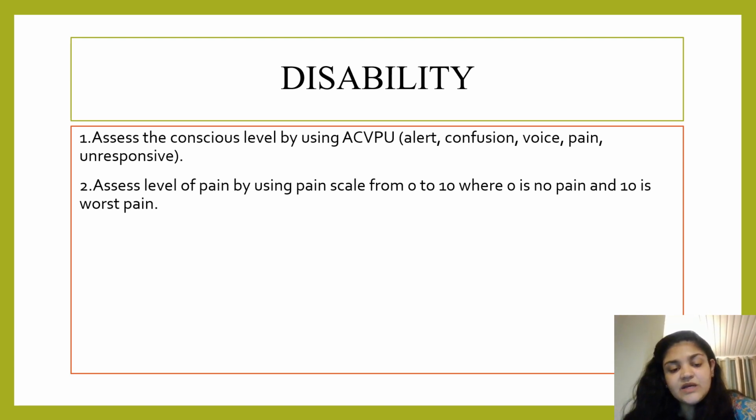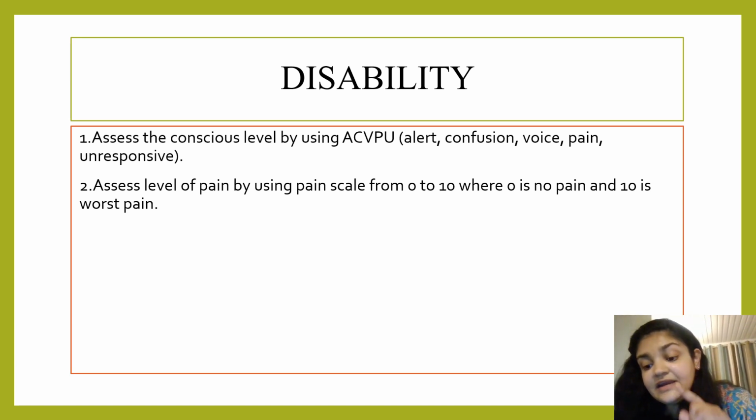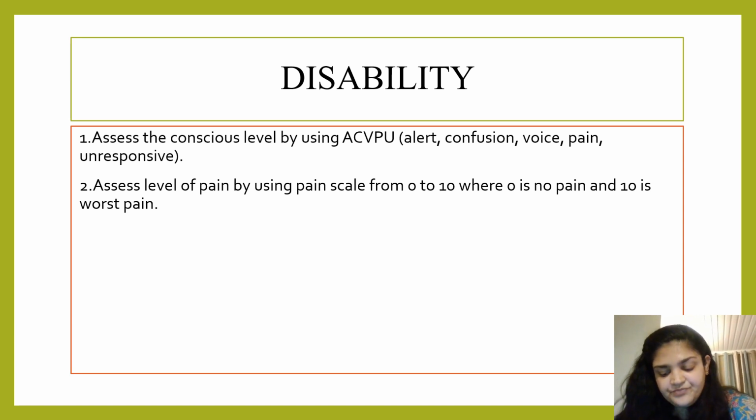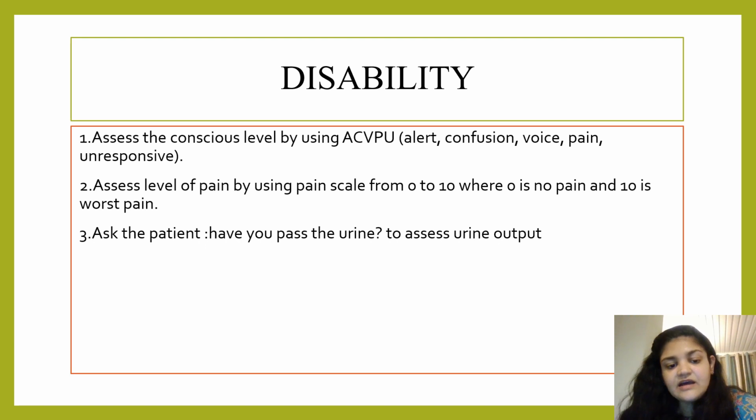Then assess the level of pain by using the pain scale. We have to ask the patient, do you have any pain, where is the pain, can you please rate your pain score on the pain scale, where 0 is no pain and 10 is the worst pain. Then the patient will tell that. Document that as well, because that may give you a hint for your planning. That may help you to plan your care plans in the planning station. Like you get the hint that the patient is having pain. Then ask the patient, have you passed urine, to assess the urine output of the patient.